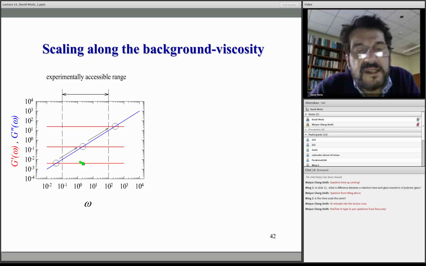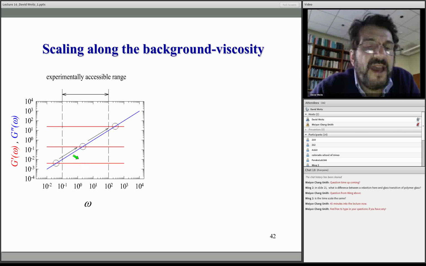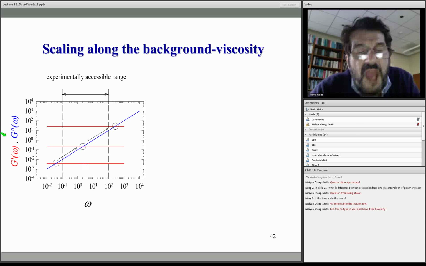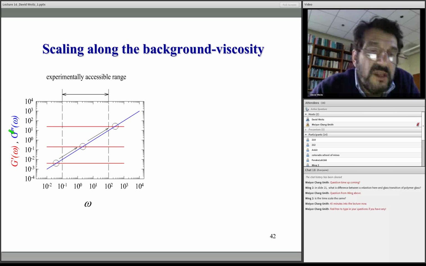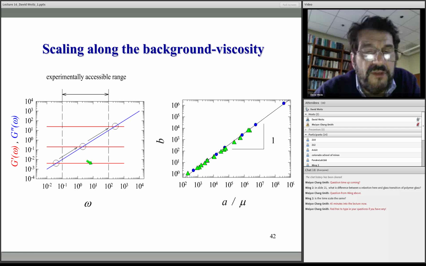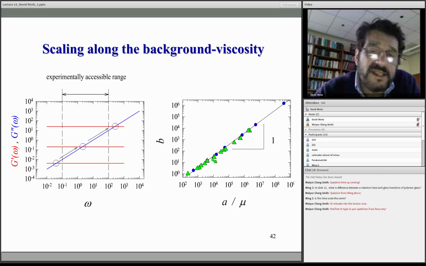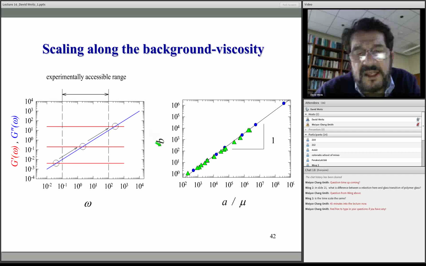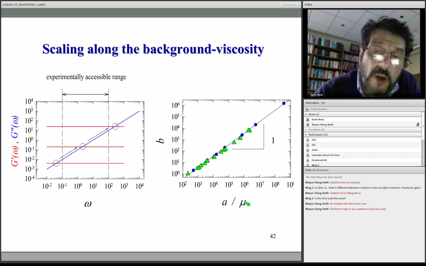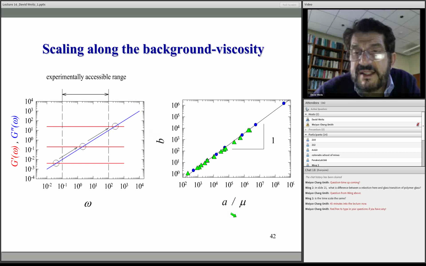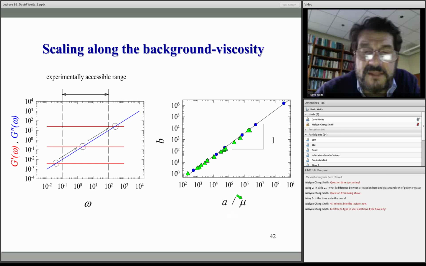So I can test this by plotting the shift factor that scales the data together for the y-axis, for the amplitude of the moduli, as a function of the shift factor for the frequency. And if I do that, I do indeed see this linear behavior. And that sort of confirms that basic model. That is, I plot the scaling factor for the y-axis against the scaling factor of the x-axis, normalized by the bare viscosity, because the viscosity of the background fluid might change. I normalize by that, and I get this very nice linear behavior.